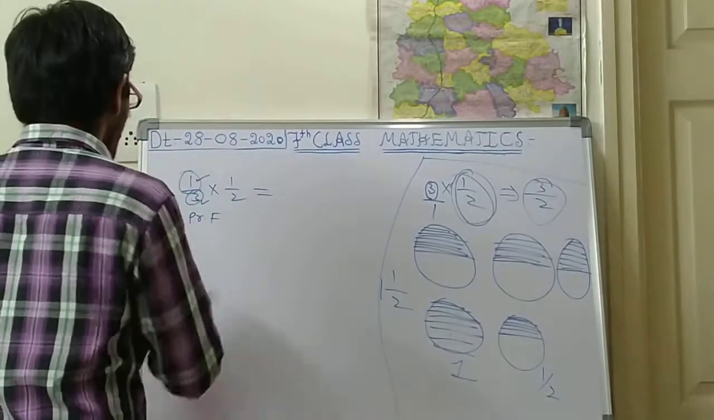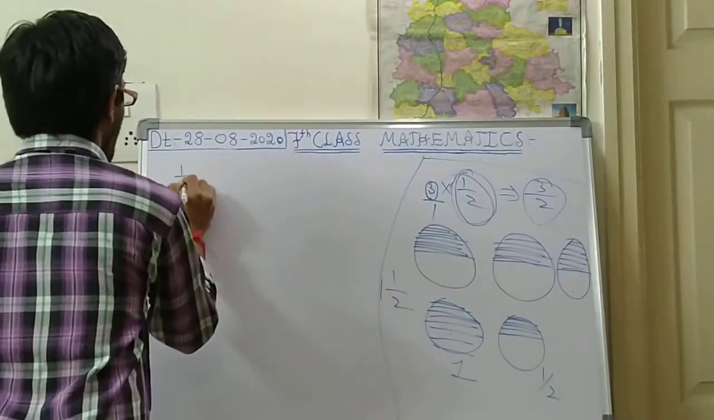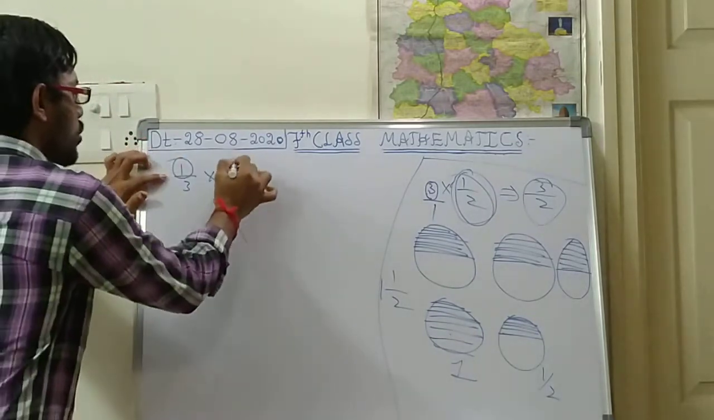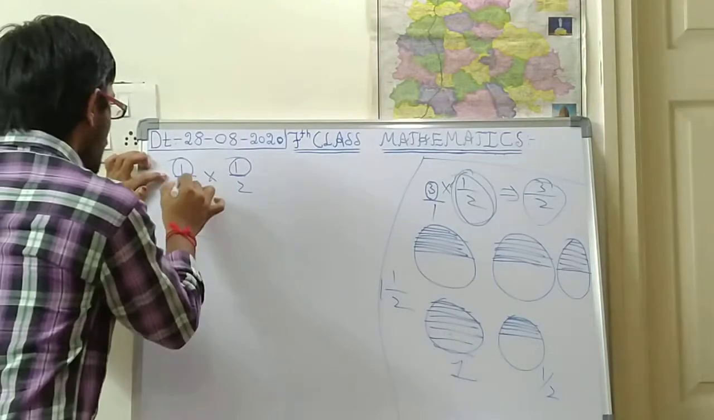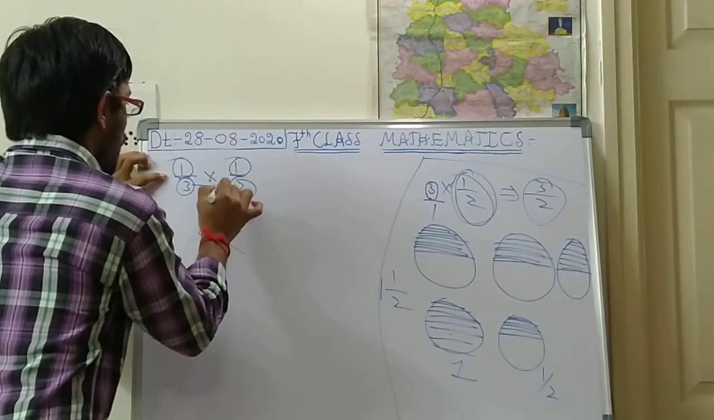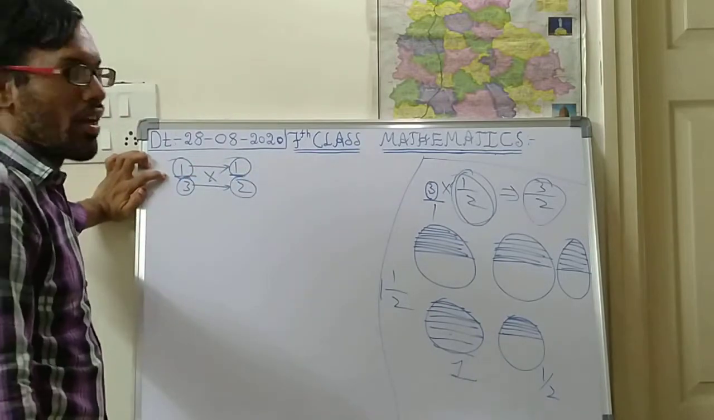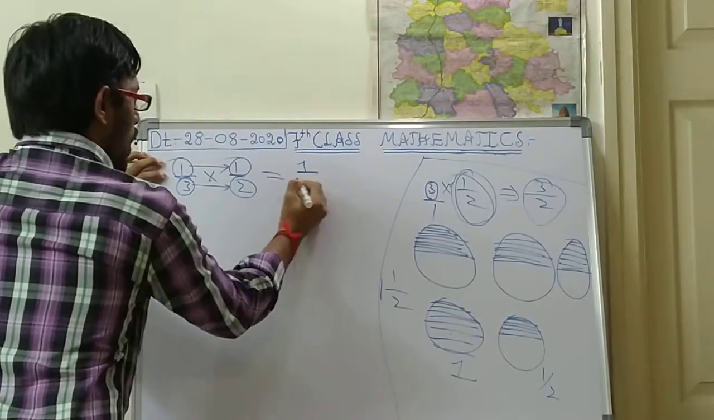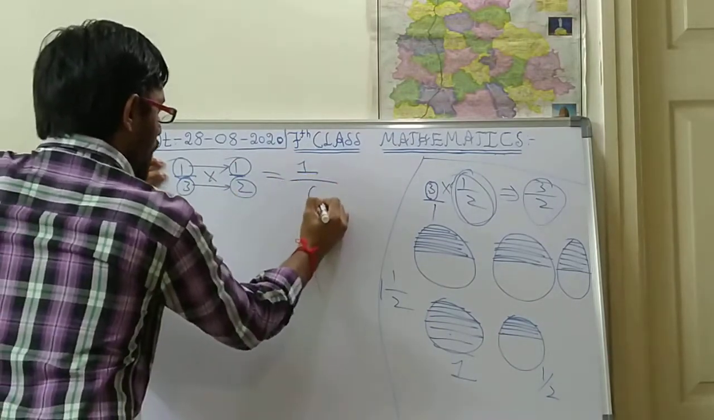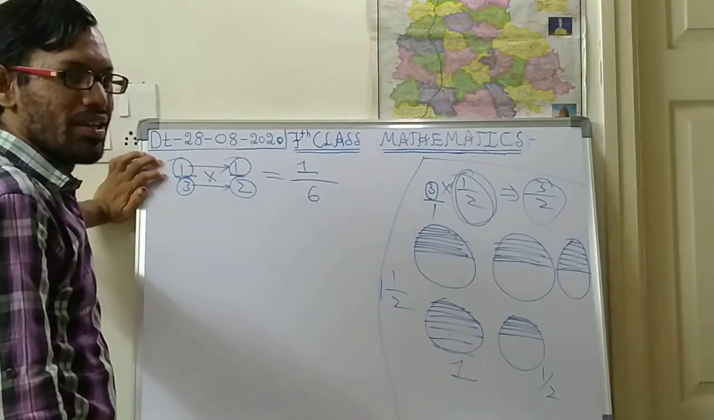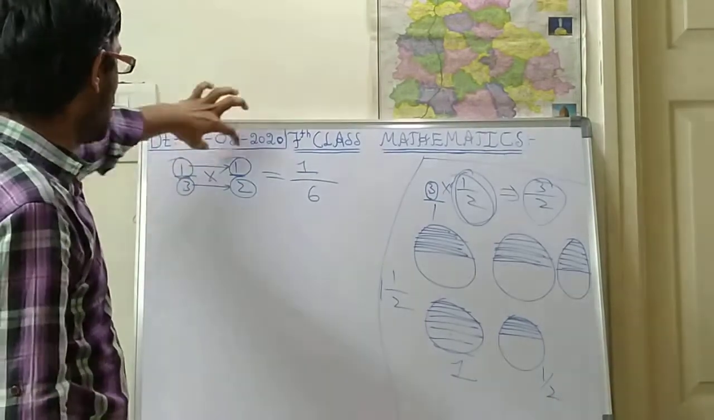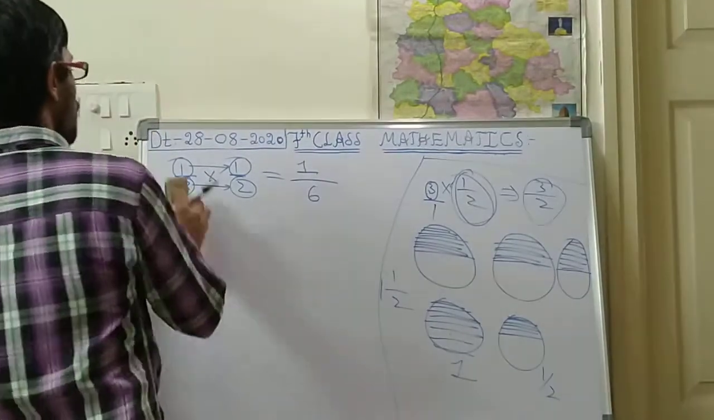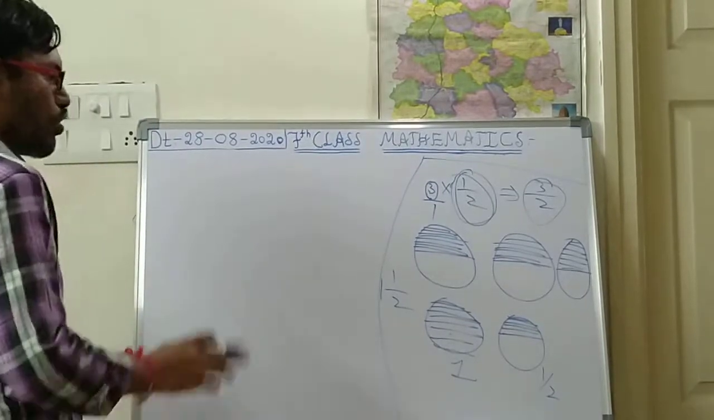So here 1 by 3 into 1 by 2. You multiply the numerator with the numerator, and the denominator with the denominator. 1 into 1 is 1, and 3 into 2 is 6. So 1 by 3 into 1 by 2 is 1 by 6. Like this you have to do the multiplication of two fractions.